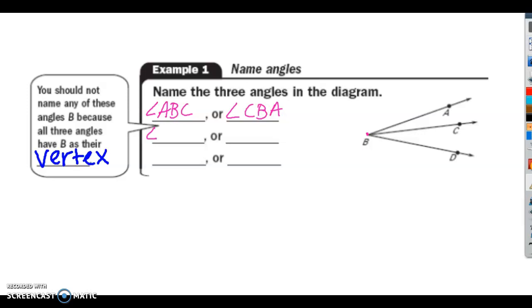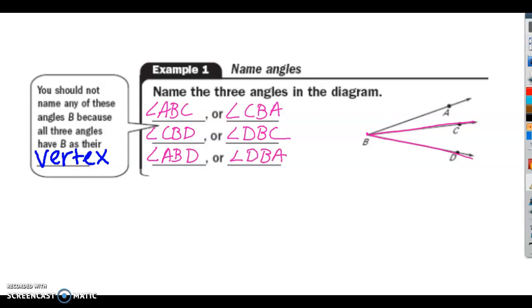Bottom angle, angle CBD, or you could name it angle DBC. And the big angle, angle ABD, or you could name it angle DBA.